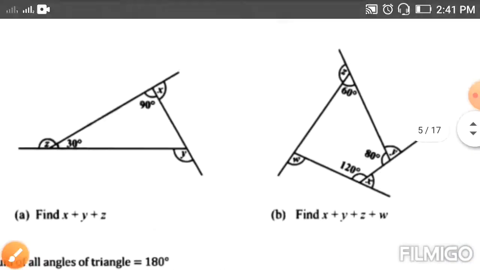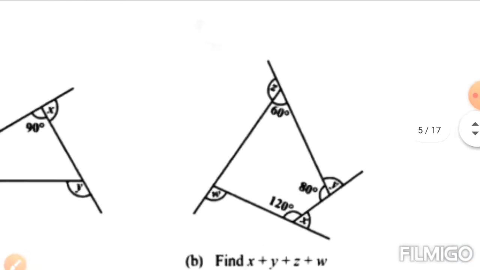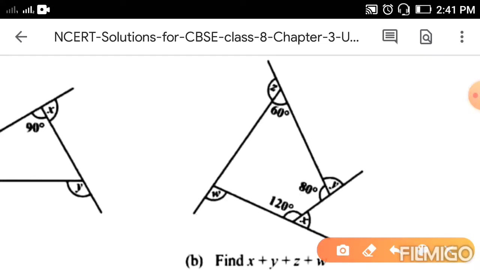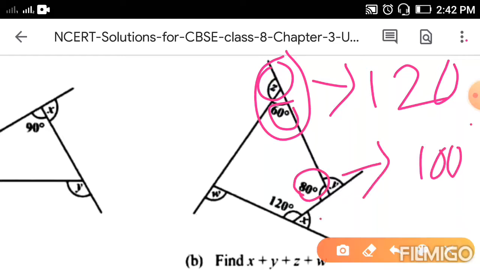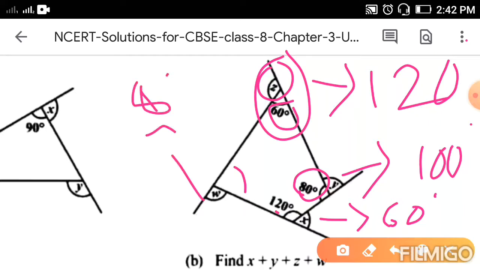Now use that theorem of linear pair angles. Z plus 60 degree, z and 60 degree. If you want the value of z, subtract this 60 from 180. So what is the value of z that you can get? 180 minus 60, you will get 120. Next, y: 180 minus 80, so y is 100. X: 180 minus 120, so it can be 60. And here 180 minus 100, so w will be only 80 degree.